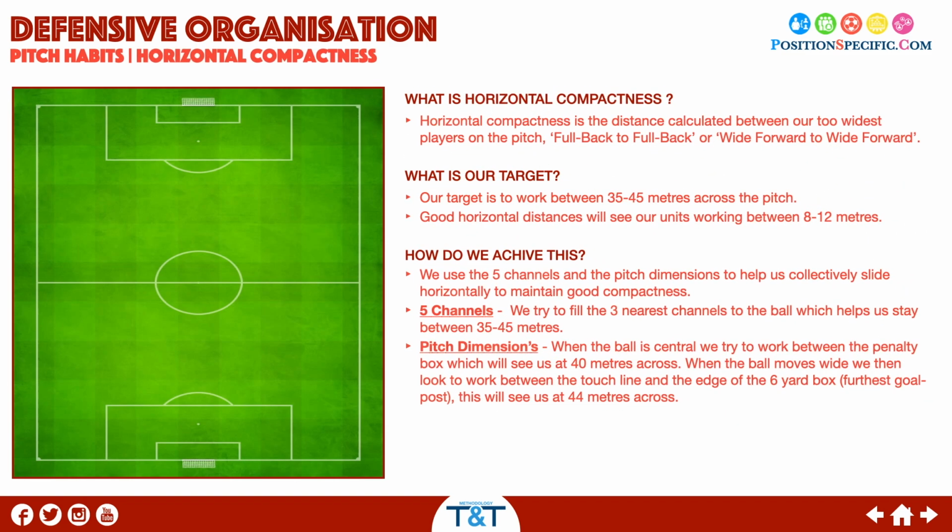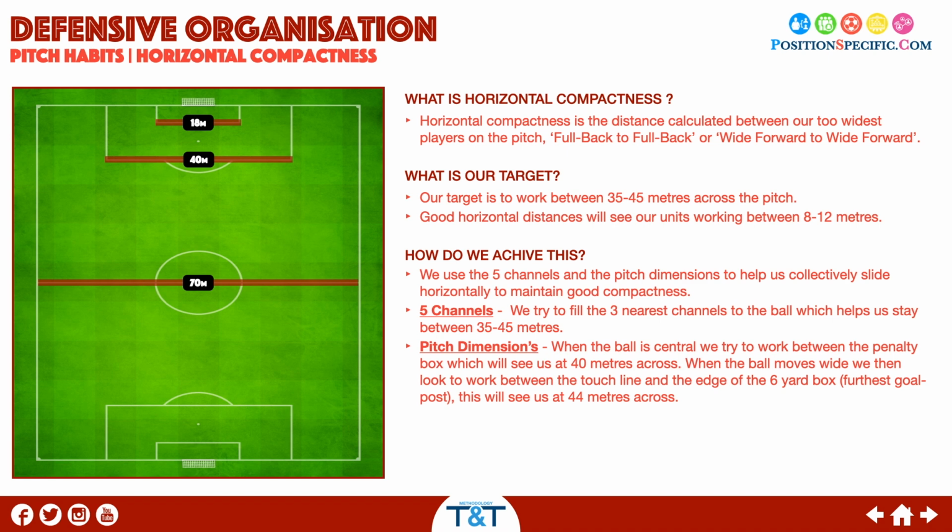So pitch habits in terms of horizontal compactness. So what is horizontal compactness? It's the distance calculated between our two widest players on the pitch, so fullback to fullback or wide forward to wide forward. Our target is to work between 35 to 45 metres across the pitch. Good horizontal distances see our units working between 8 to 12 metres.